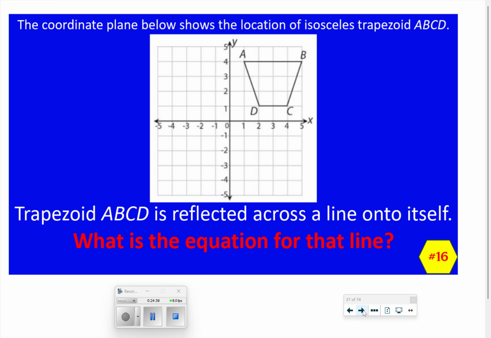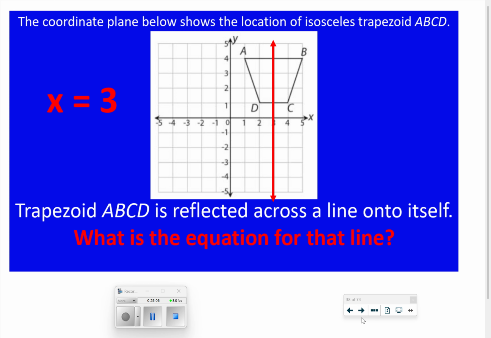The coordinate plane below shows the location of isosceles trapezoid A, B, C, and D. Trapezoid ABCD is reflected across a line onto itself. The key word here is itself. Can you write the equation for that line? Okay, you should get x is equal to 3.